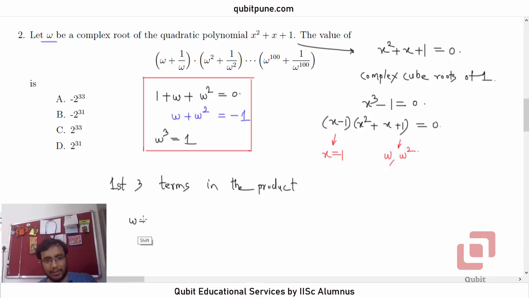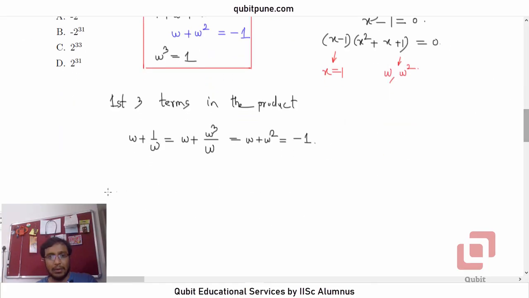The first term is omega plus 1 upon omega. Can we not write this as 1 plus omega cubed by omega, because 1 is omega cubed? And this will allow us to write omega cubed upon omega as omega squared, and returning back to the red box, omega plus omega squared is negative 1, so this is negative 1.